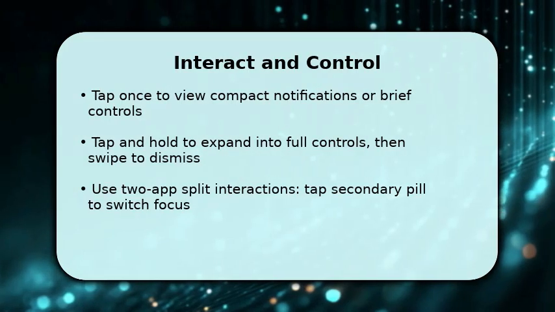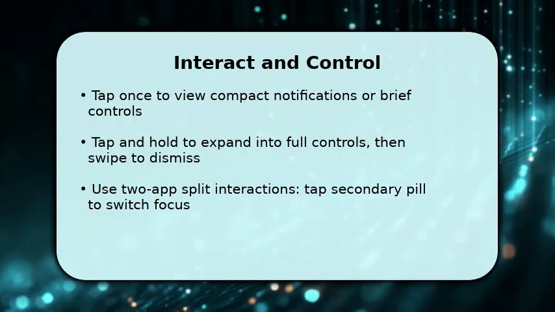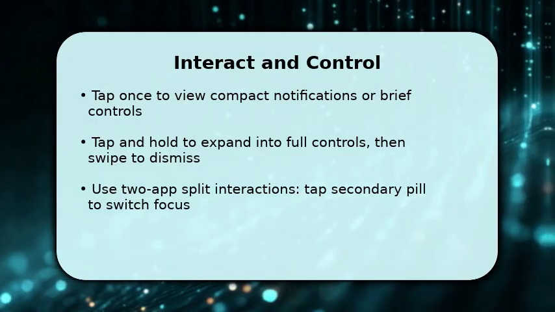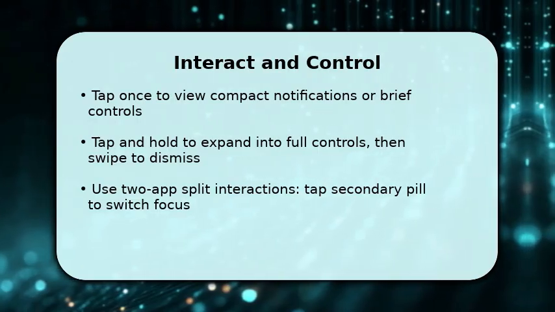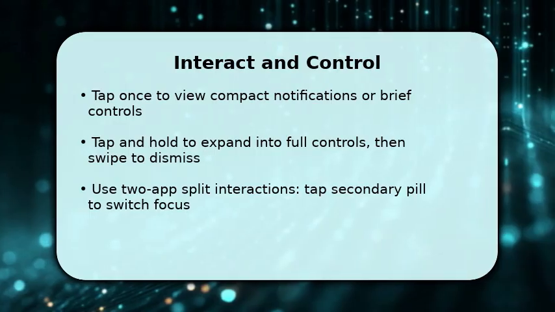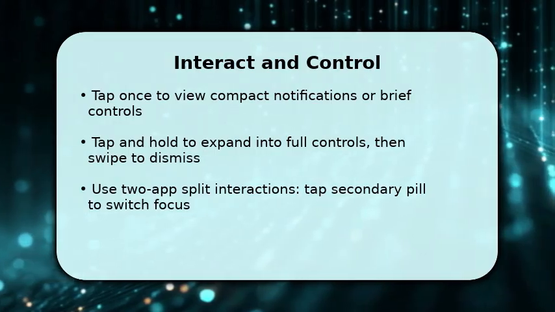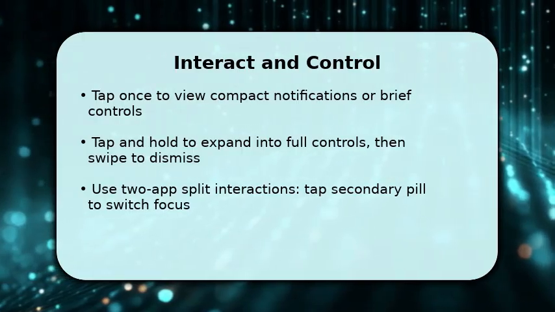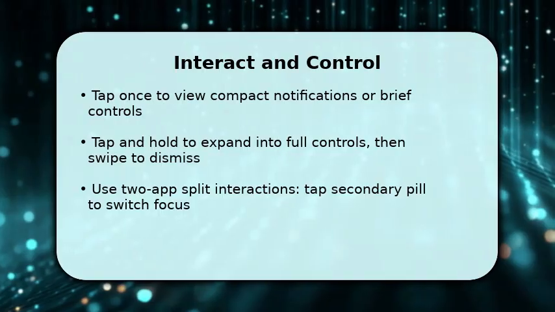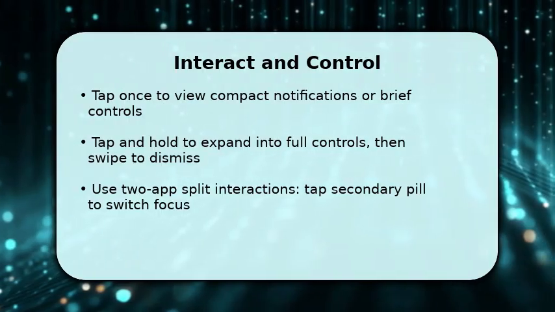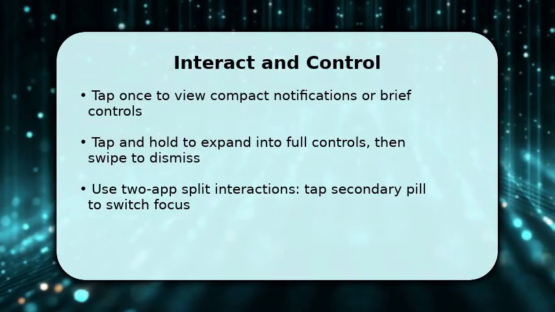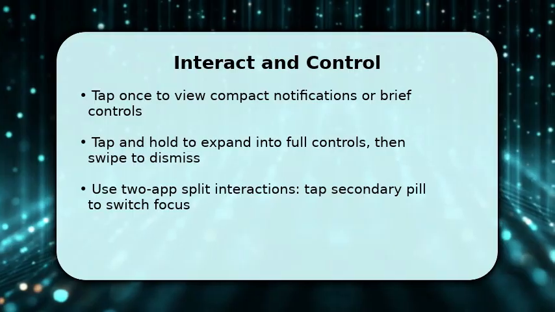Now you'll learn the controls. Tap the Dynamic Island once for quick info, song title, timer countdown, or incoming call. If you need more, press and hold to expand it into full controls. This reveals play, pause, or call actions. Swipe left or right on the expanded pill to dismiss or reveal secondary actions, and if two apps are active, the island shows paired pills. Tap the smaller one to switch focus. Practice these gestures until they feel natural and responsive.